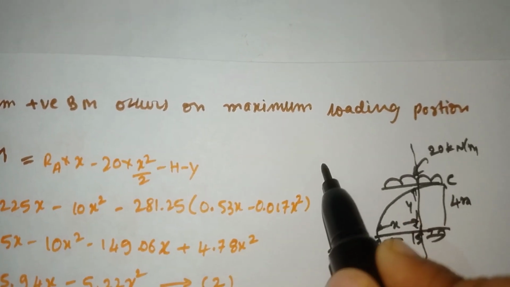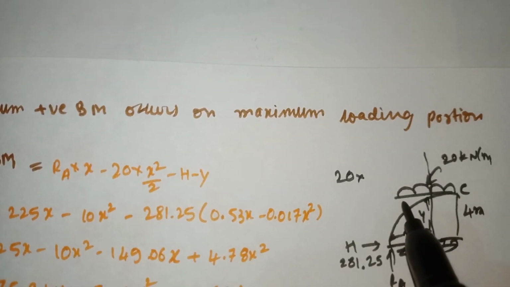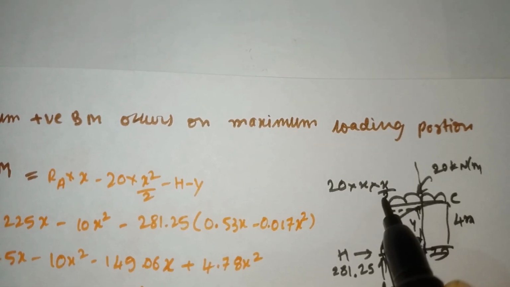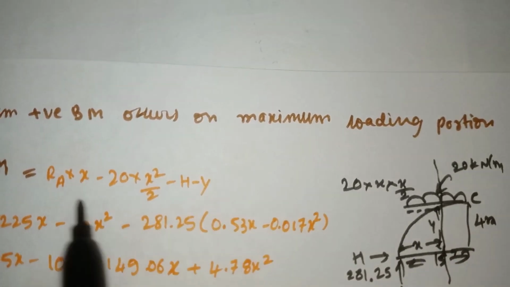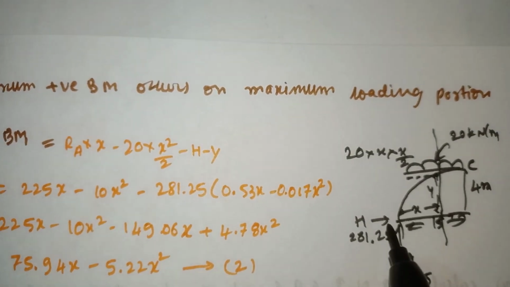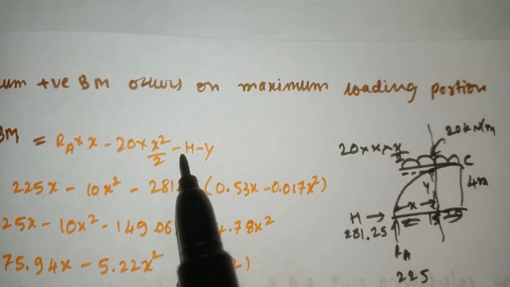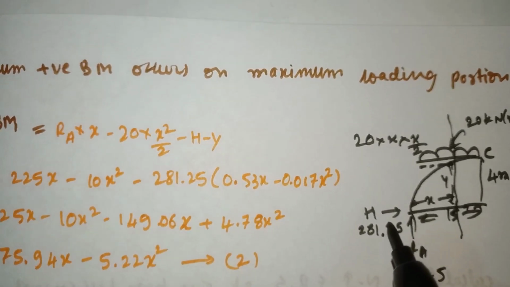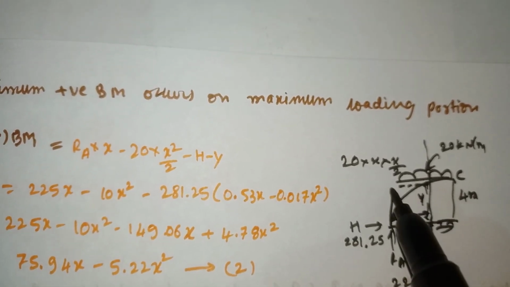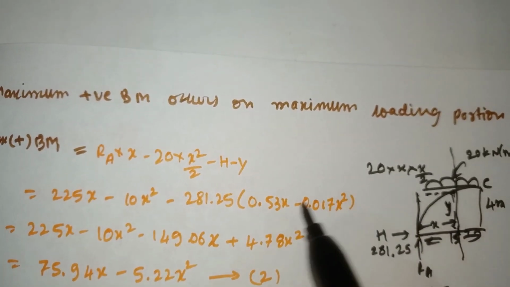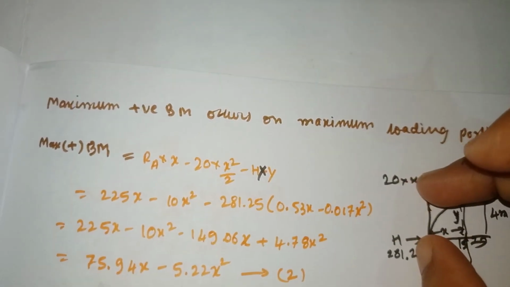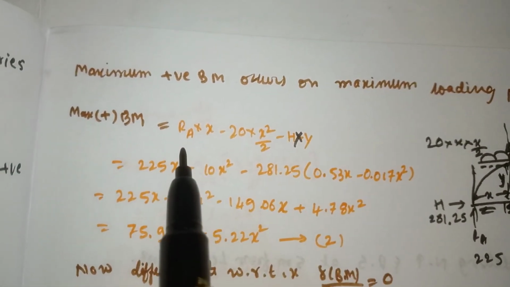The UDL always acts at the center, so that is 20 into x into x divided by 2. I have directly taken 20 into x square divided by 2. And minus, since this is acting anti-clockwise, I have taken it negative, the horizontal thrust H into this distance y. So H into y. Now substitute the values.